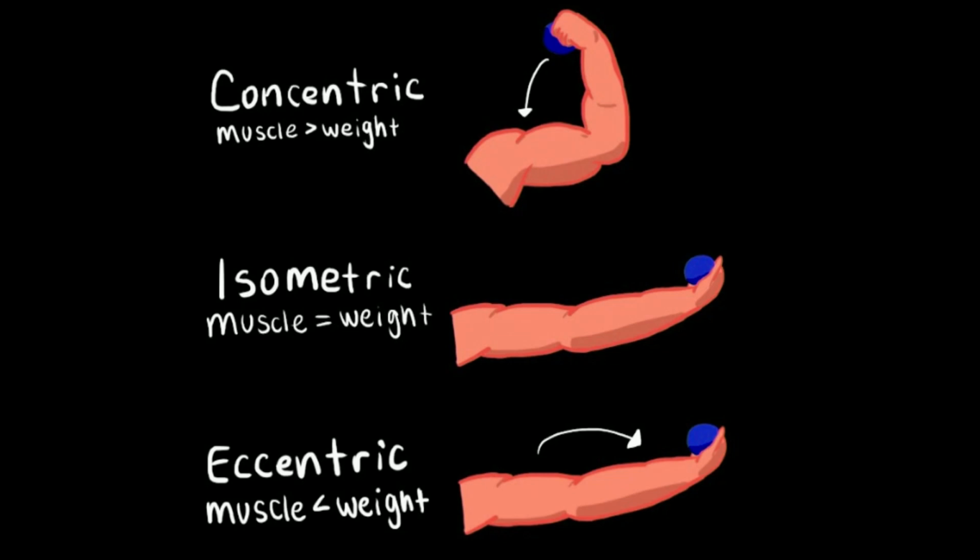The last type of contraction is isometric, where the muscle is contracting or generating force at a constant length. One example is carrying an object in front of you.